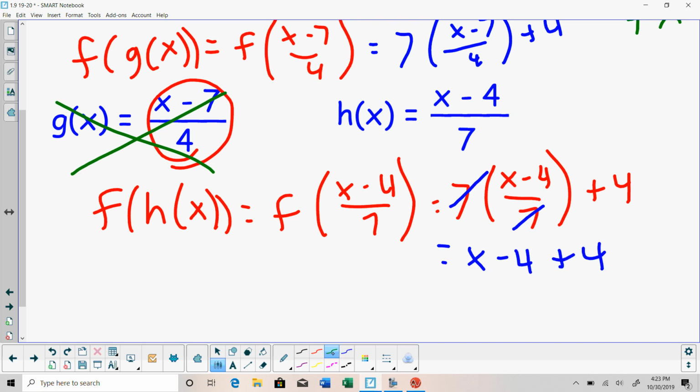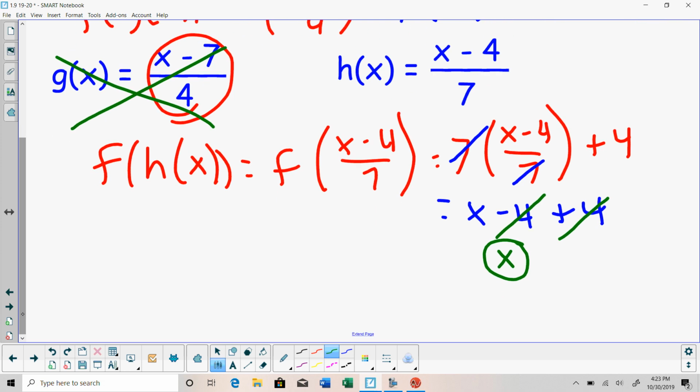Now, as our second step, we're going to show that the 4's subtract off. So I am indeed left with x. Now we need to show it the other way also. So it works for f of h of x. Let's see, does it work for h of f of x?